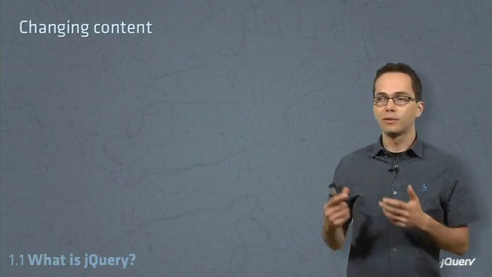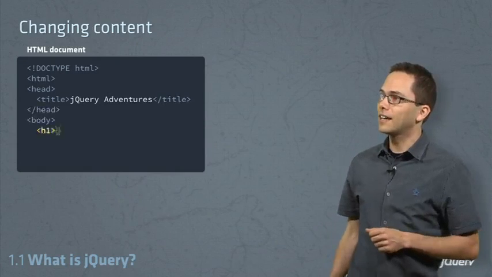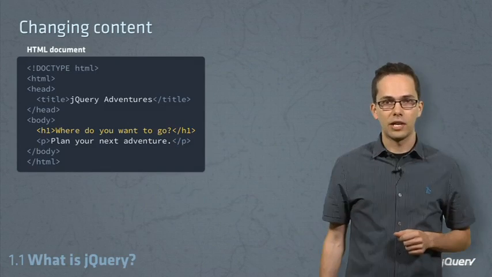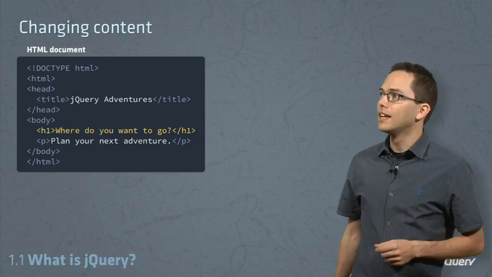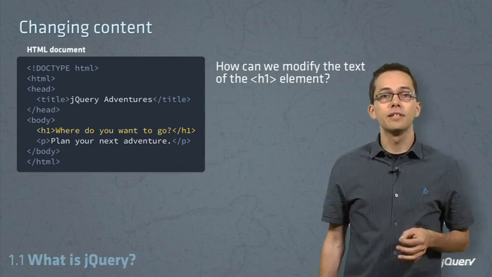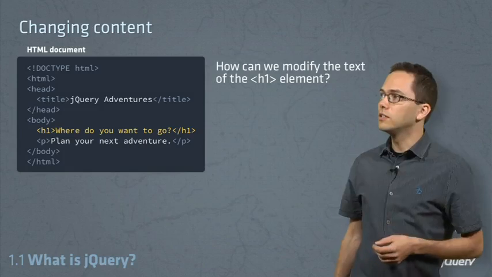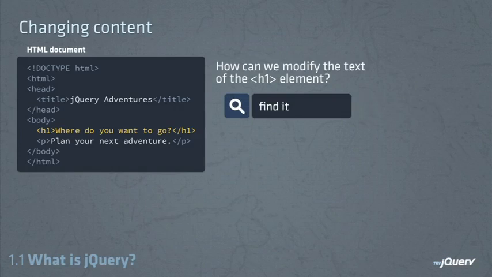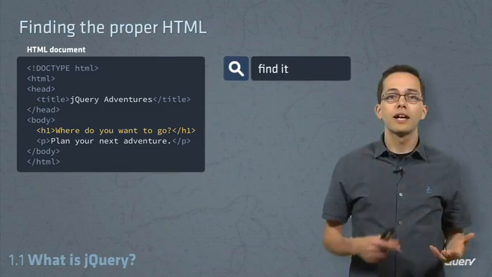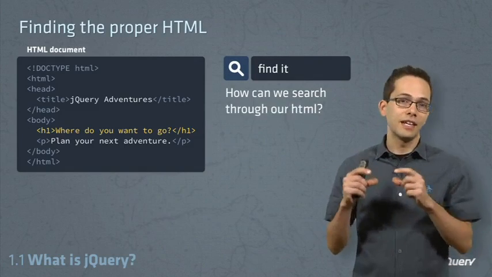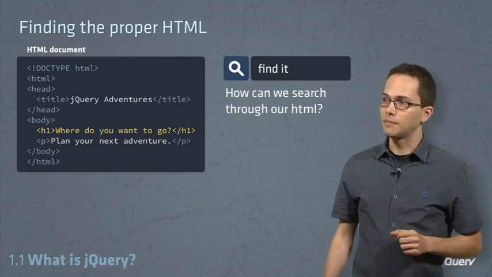Here's some HTML from a web page. You can see here it has a title, an H1, and a paragraph. And our objective is to modify the H1 element using jQuery. To do this, we first need to find this element, and then we need to change it. So how can we write some jQuery to find that H1 inside of our HTML?